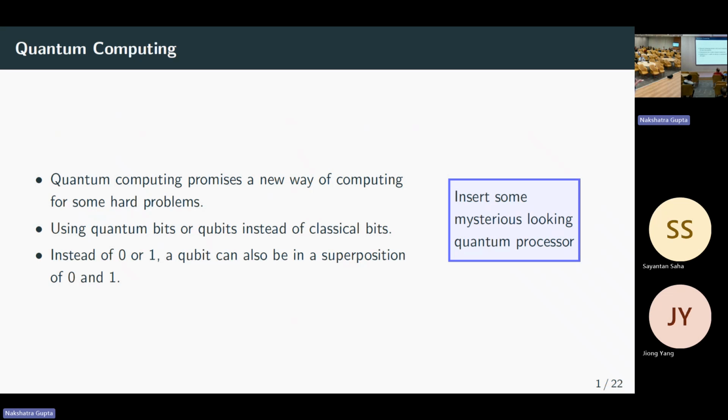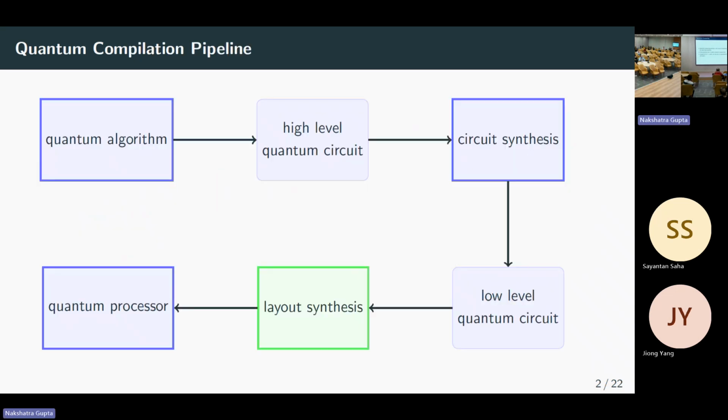The main difference between a qubit and a classical bit is that a qubit can be in a superposition of both 0 and 1. So you have some probability of being 0 and 1. That's the main difference. Let's suppose you want to solve some problem with a quantum computer. You have to follow some compilation steps. You start with a quantum algorithm, and the quantum algorithm produces a high level quantum circuit.